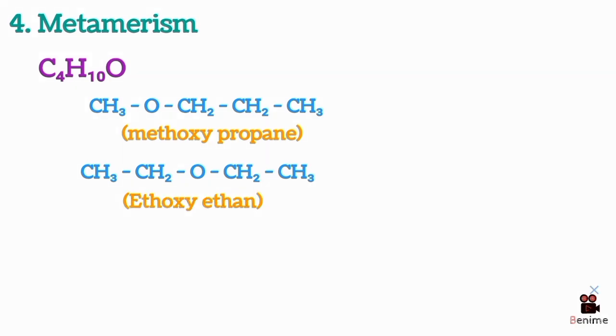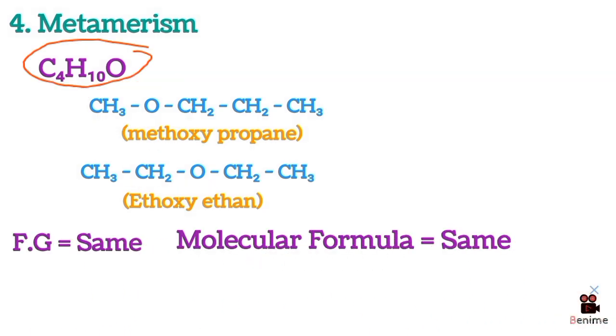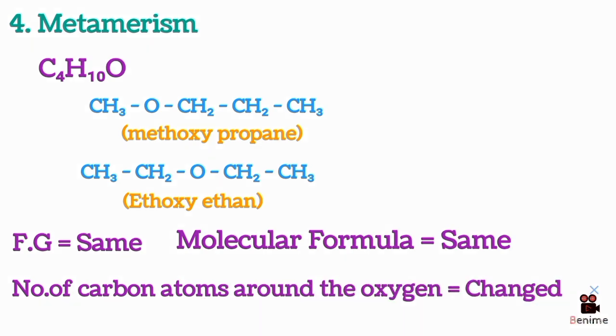Now compare carefully, students. The functional group is the same. The molecular formula is also the same. But the alkyl groups around oxygen changed. In the first structure, 1 carbon is on the left side and 3 carbons are on the right side. In the second structure, 2 carbons are on the left side and 2 carbons are on the right side. Therefore, this type is called metamerism. Important trick. Students, remember, if the functional group remains the same, but the carbon groups around the heteroatom change, then it is metamerism. Number 5.